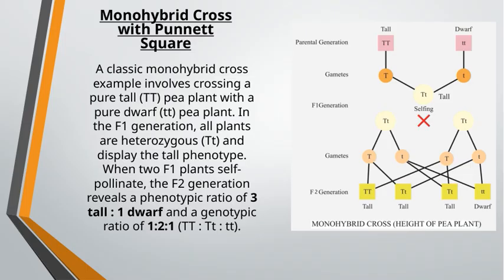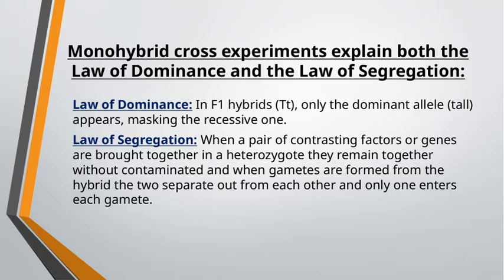Genetically, this corresponds to a ratio of TT to Tt to tt, which is 1 to 2 to 1. This example highlights how dominant and recessive alleles work together in inheritance, and it ties back to the overall theme of understanding genetic patterns through simple crosses. Let's take a closer look at how monohybrid cross experiments help us understand 2 fundamental principles in genetics: the law of dominance and the law of segregation.